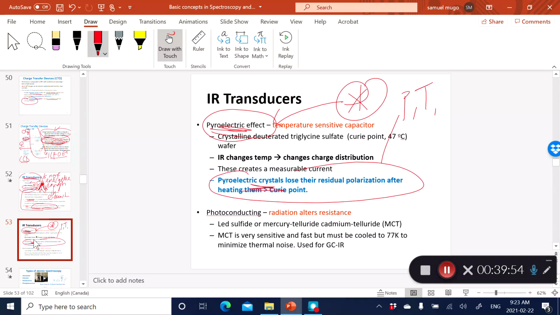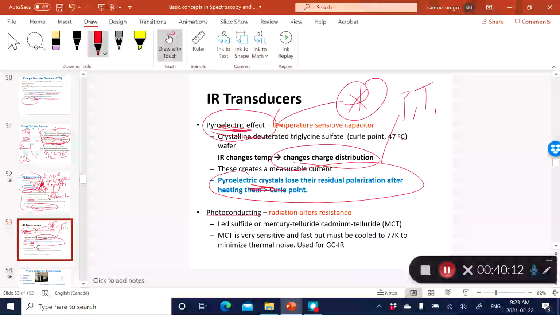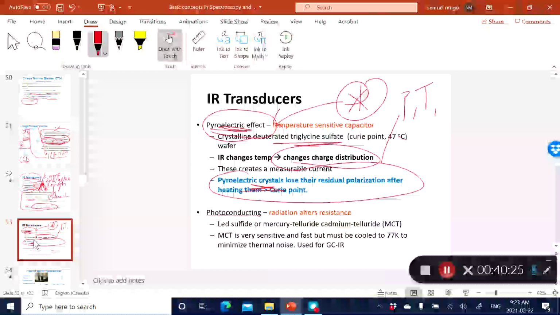So these are materials that have a dipole moment, and whose charge distribution gets perturbed if you induce it with pressure or temperature. Now, the most common type of material out there is a crystal called triglycine sulfate crystal, which tends to have a pyroelectric effect. And it's used a lot for IR transducers.